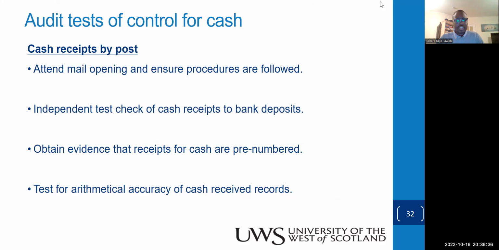Audit controls we can put in, then we wrap up. If there are cash receipts by post, ensure that you attend mail opening and ensure procedures are followed, normally not by one person handling the cash. Independent test check of cash receipts to bank deposits. Segregation of duties is very important here. Obtain evidence that receipts for cash are pre-numbered. Test for arithmetic accuracy of cash received records. Are there any blank checks?